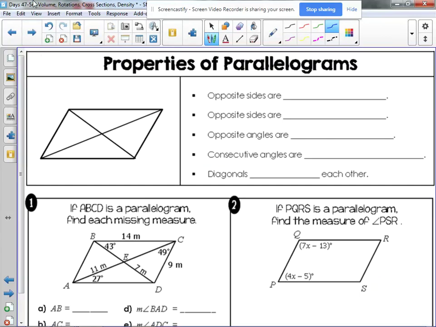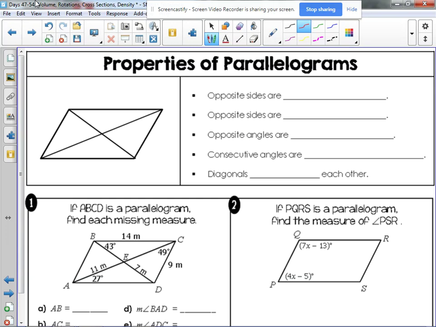So the first thing that we're going to talk about are parallelograms. Okay, so parallelograms, you open your little flip book there. You should see what I've got up here on the screen. We're going to talk about the properties of parallelograms first. Now, you probably know a lot of these things, but we're just going to formalize them and make sure that we're all on the same page.